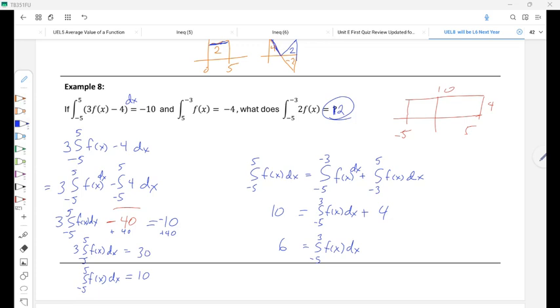What's that? Which 3s? There's lots of 3s. Yes, they are supposed to be 3. Thank you. Yep.